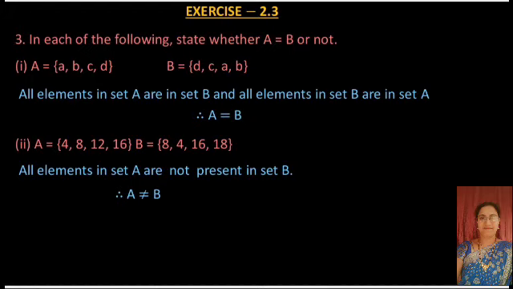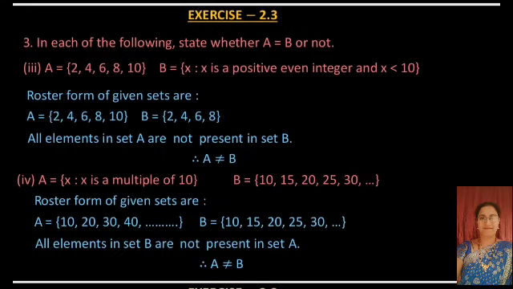Next question, A is equal to set of 4, 8, 12, 16 and B is equal to set of 8, 4, 16, 18. So if you observe the elements, all elements in set A are not present in set B. So some elements are not present in set B. So we can write it as A not equal to B. సో మీరు ఇక్కడ అబ్జర్వ్ చేస్తే ఏ సెట్లో ఎలిమెంట్స్ అన్నీ కూడా బి సెట్లో లేవు. సో అందువల్ల ఏ నాట్ ఈక్వల్ టు బి అని రాస్తాం.